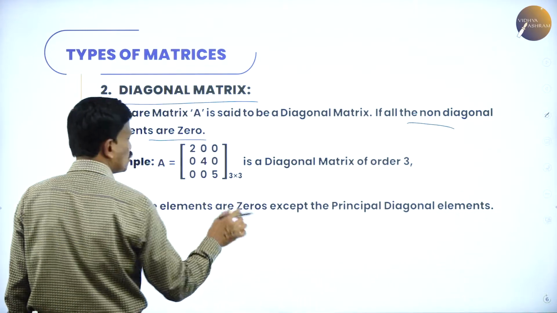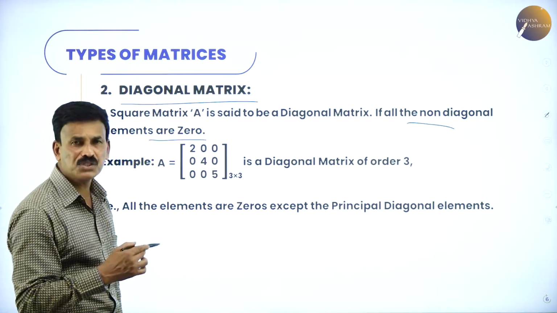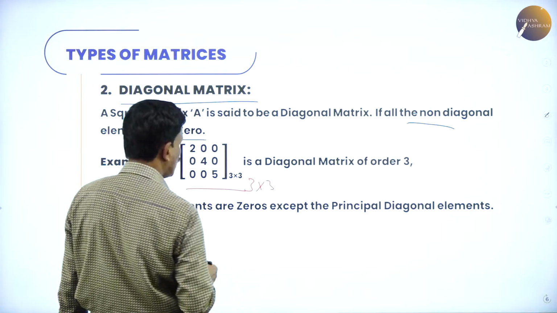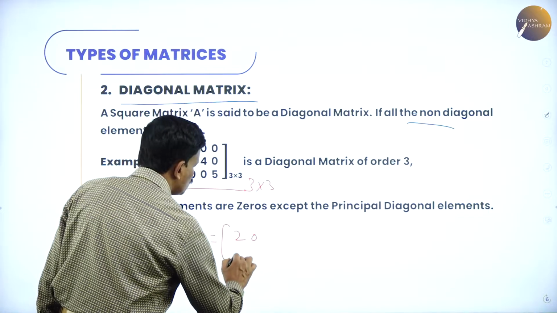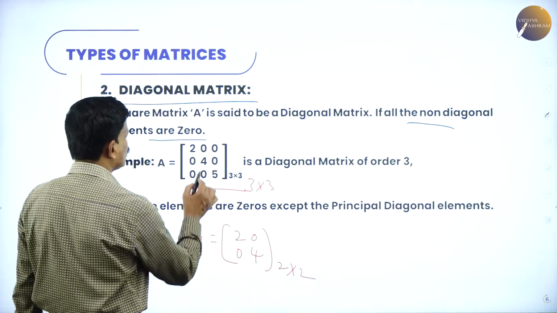All the elements are 0 except the principal diagonal elements. 2 0 0 0 4 0 0 0 5 is an example for a 3 rows 3 column matrix. Another matrix, let us consider another example. A is equal to 2 0 0 4. This is also an example for a diagonal matrix.